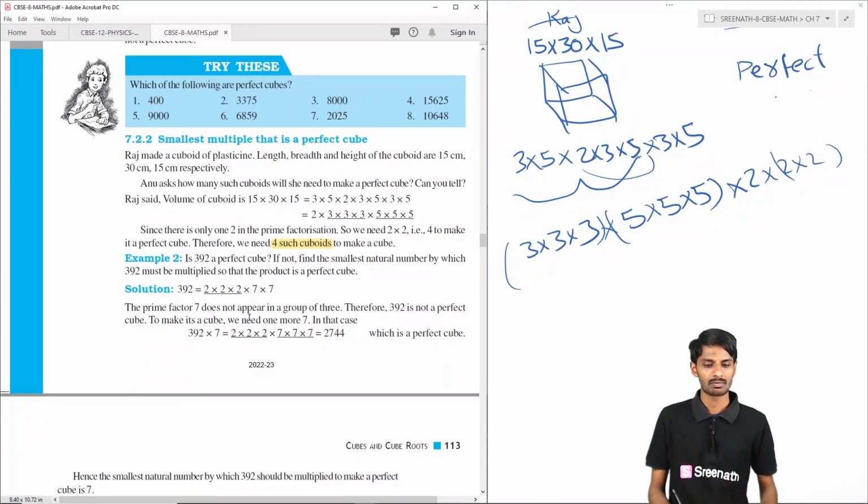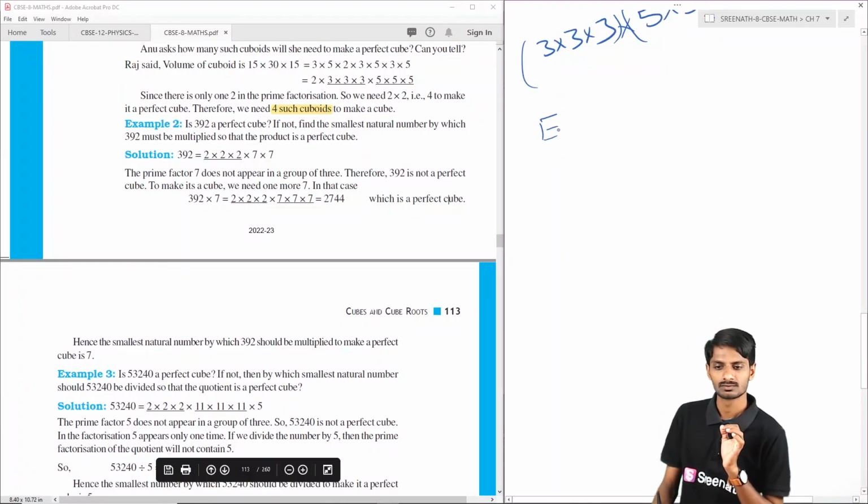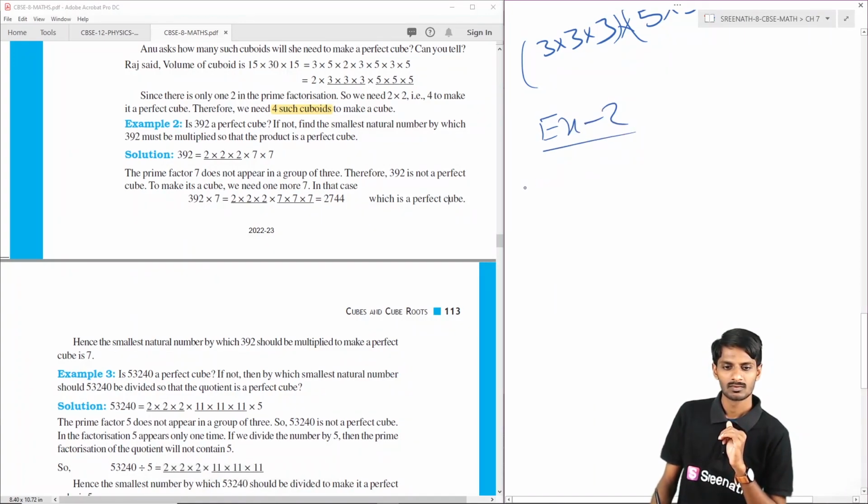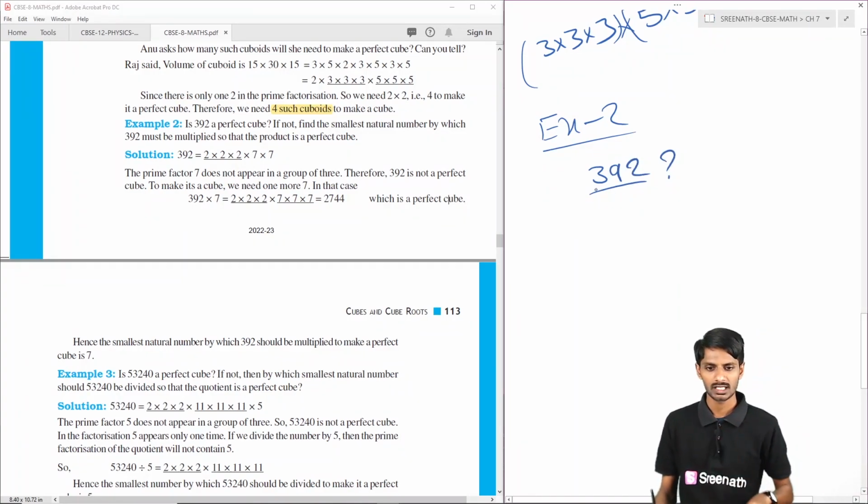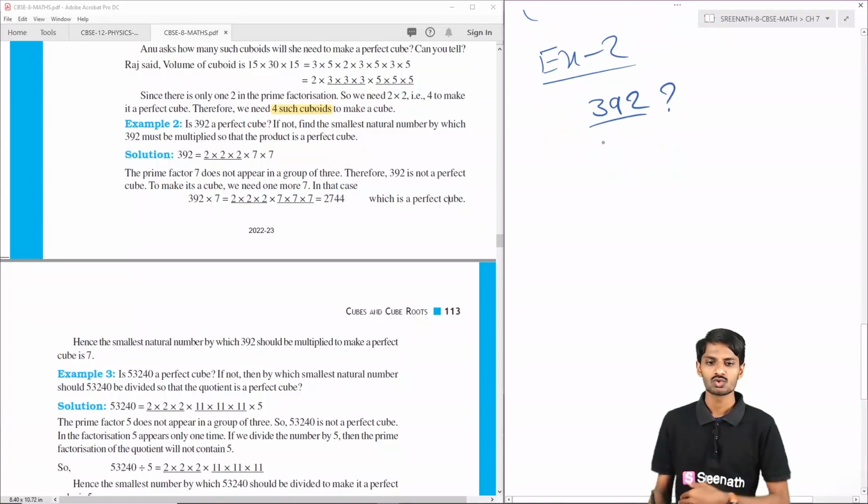We will solve an example, students. Example 2. Is 392 a perfect cube or not? We have to tell. For that, what do we have to do? First, we have to find the prime factors of it. So we can write 392 like that.